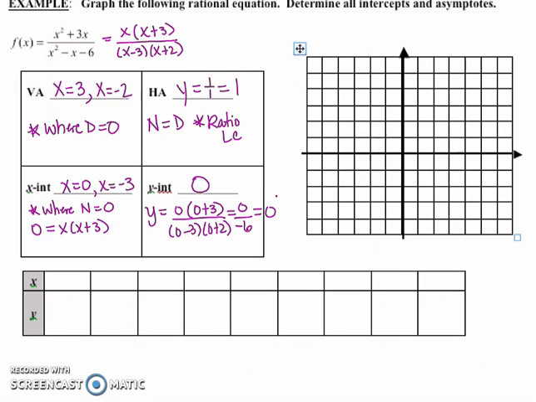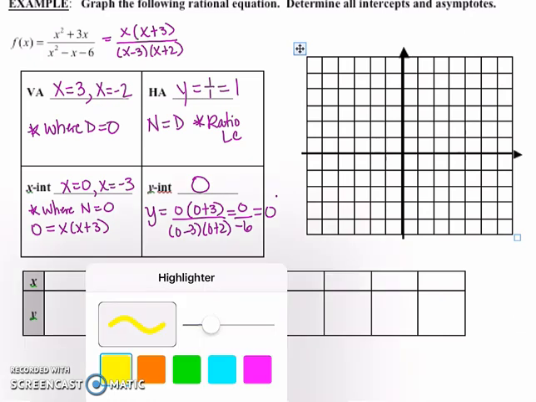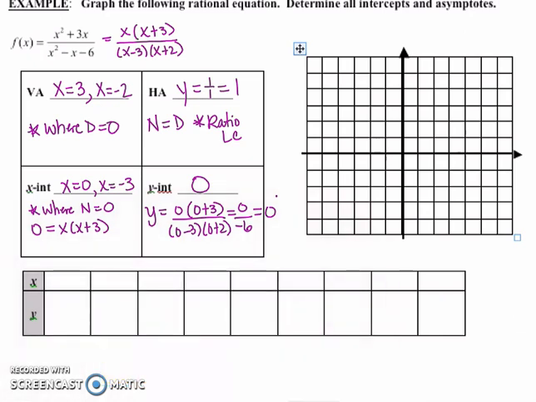Okay, so I'm going to sketch in my asymptotes quickly. I know I have a vertical asymptote at x equals 3. And I have a vertical asymptote at x equals negative 2. And then I have a horizontal asymptote at y equals 1. Okay, now I'm going to plot my intercepts. I have x-intercepts at 0 and at negative 3. And then I already have my y-intercept plotted. It's at 0.